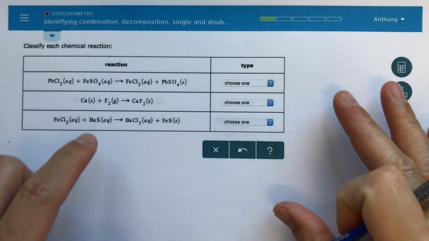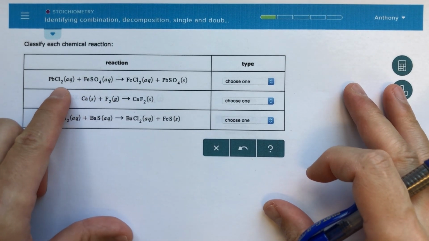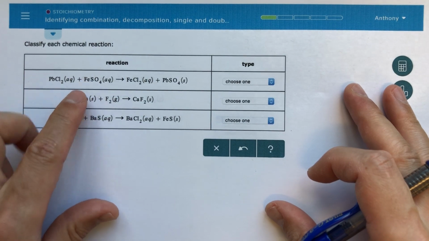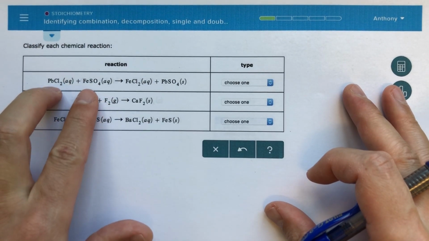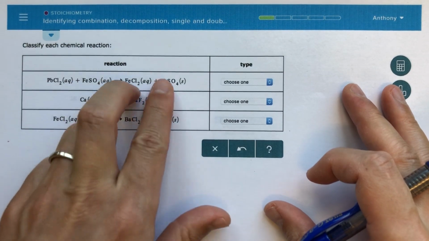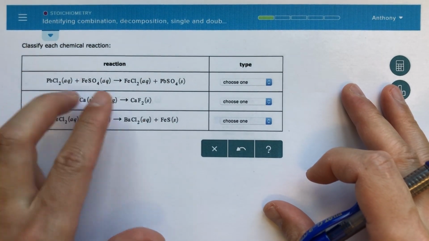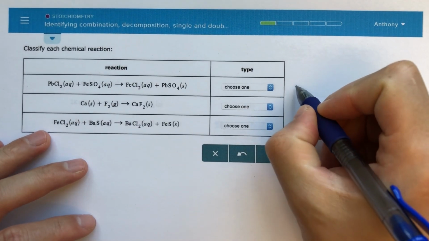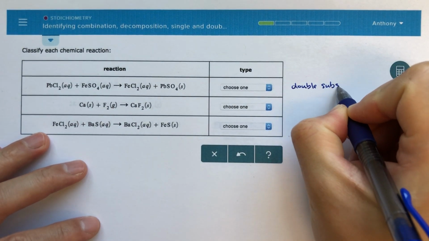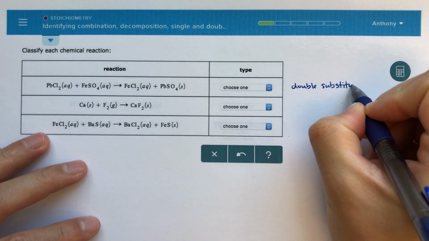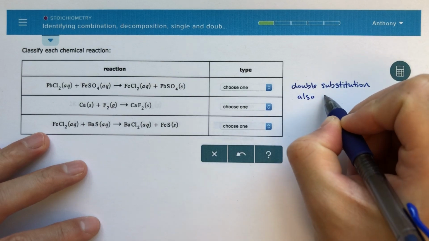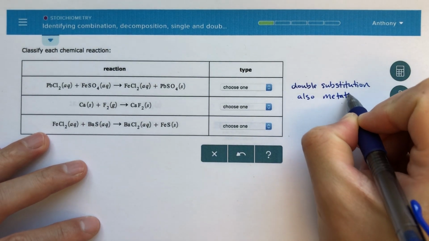So in this first chemical reaction, what I can see happening is the lead, the Pb, and the iron are basically swapping places. If you look at what's happening here to what's happening here, those two things are swapping places. And I've got two different things doing that. So this is going to be called a double substitution, which is also called metathesis.